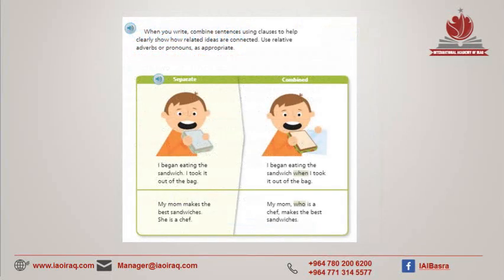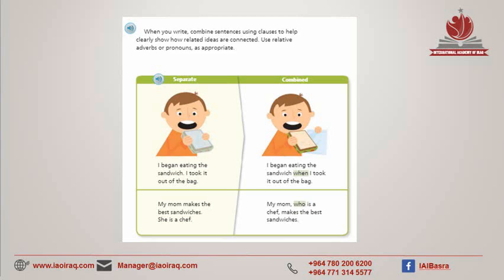When you write, combine sentences using clauses to help clearly show how related ideas are connected. Use relative adverbs or pronouns as appropriate. Separate: I began eating the sandwich. I took it out of the bag. Okay, let's look at the combined. I began eating the sandwich when I took it out of the bag.